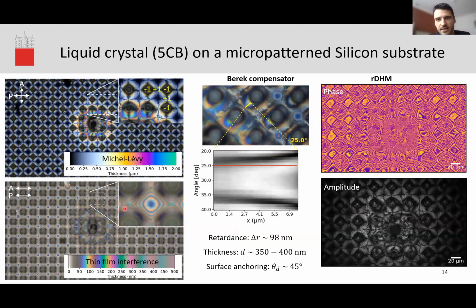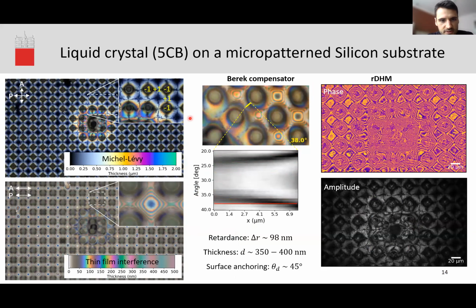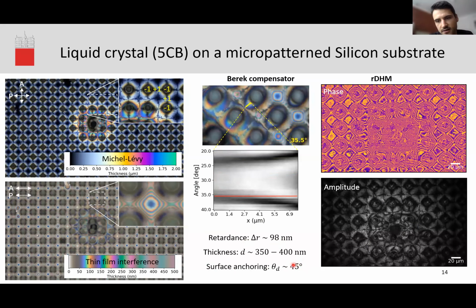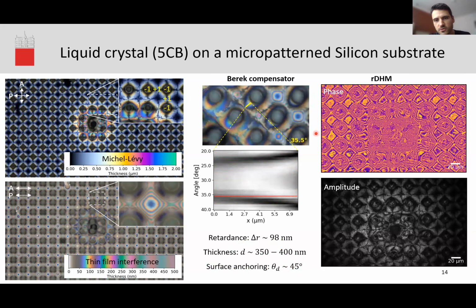And so if we do the same analysis again, using again thin film interference and the Berek compensator, we can see that the surface anchoring in this case would be 45 degrees. So again, if we convert phase to height, we won't make a large error.